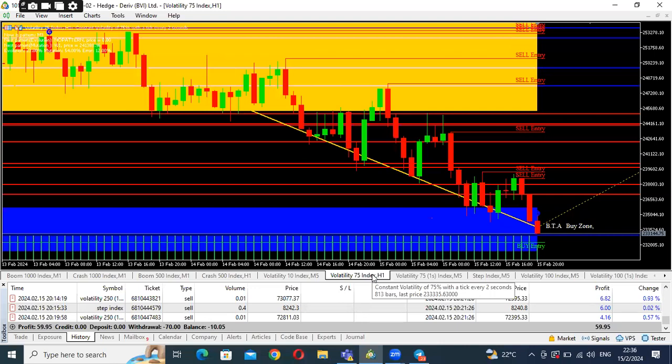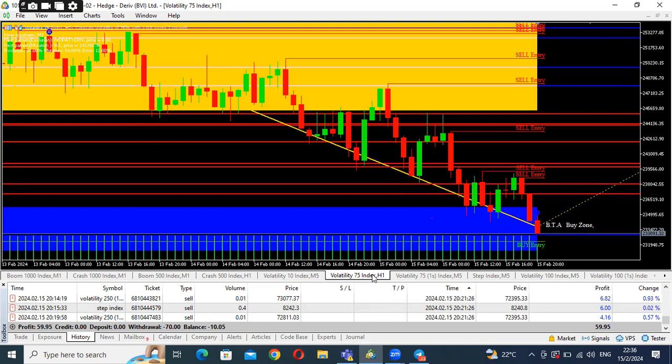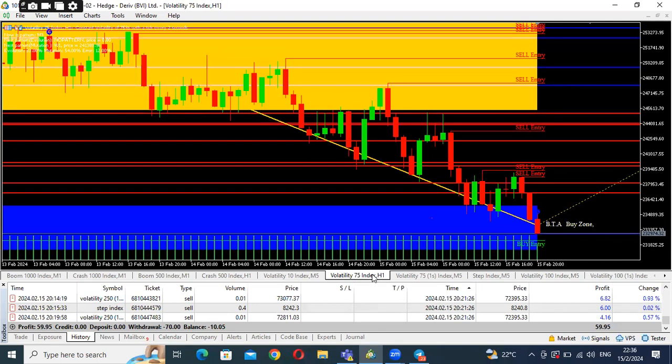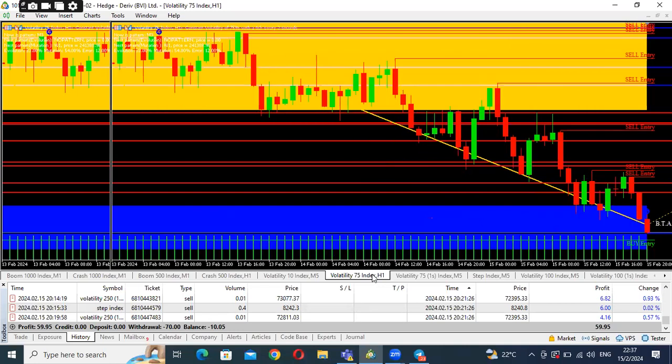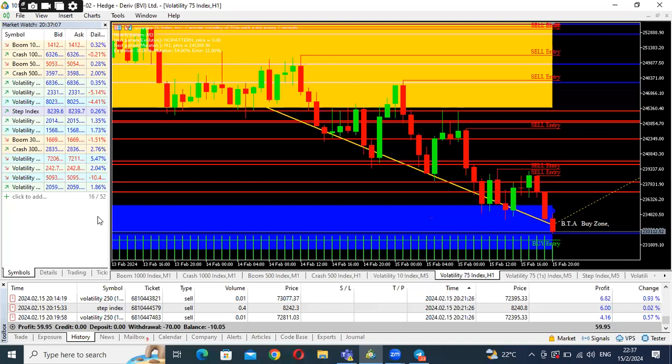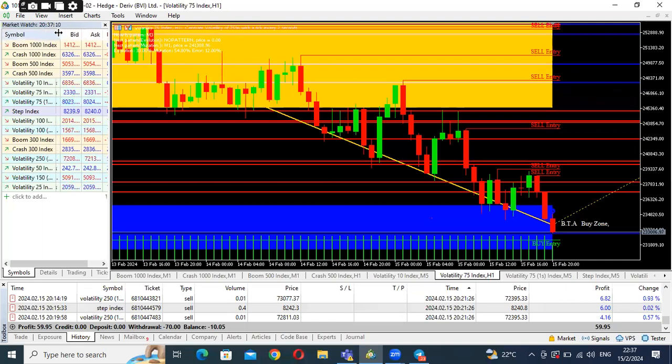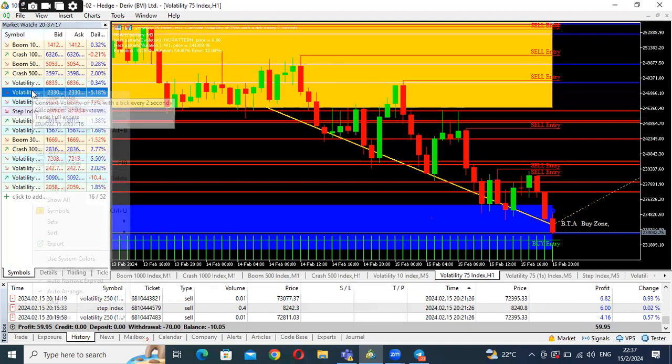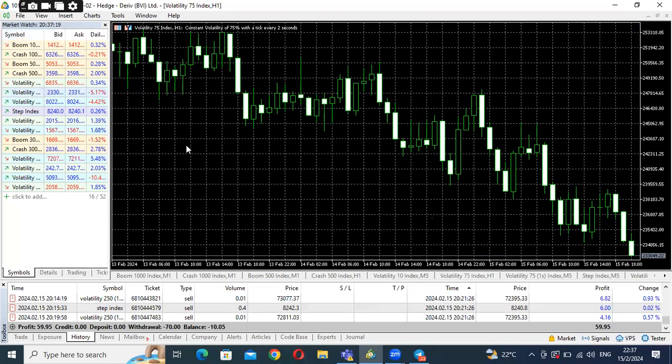V75, according to our strategy, on H1, it has reached a buy zone. So in a nutshell, we are waiting for a channel so that it can start to retrace back. But I can open a clean chart so that we can all see which one is V75. So this is a clear chart.